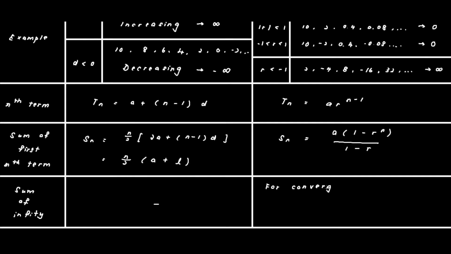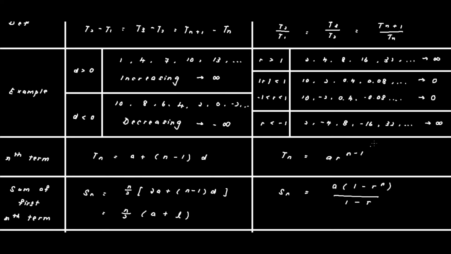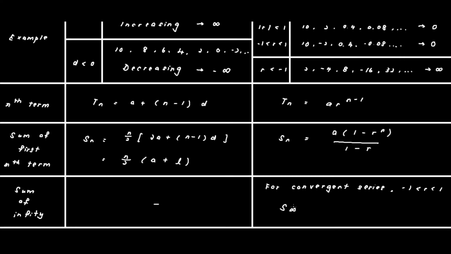Okay, so for all convergent series, in other words, your r should be between negative 1 and 1, then you have a sum to infinity. The idea is that you continue the whole list until infinity, and ask what is the total sum of it. So this is what is meant by sum to infinity, equal to a over (1 minus r). Okay, so a is your first term, and r is your common ratio. So this is the part for your GP.